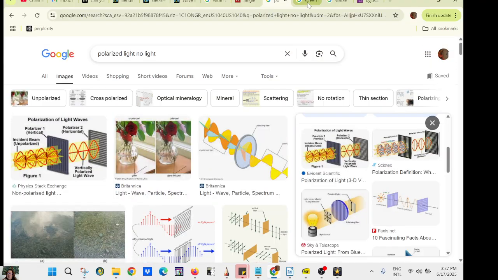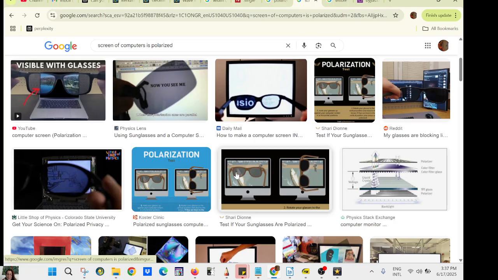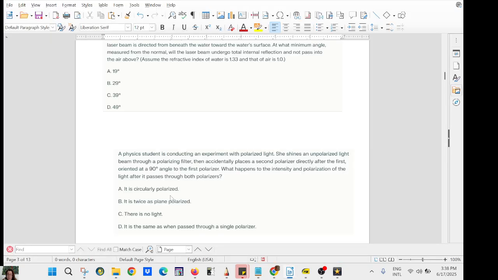You see here, the light coming from a screen is polarized. So here it's fine, but if I place it at 90 degrees, there is no more light. So this is called polarization. So anyway, if you have two polarizers and they are 90 degrees from each other, then there is no more light that will get through. Okay?